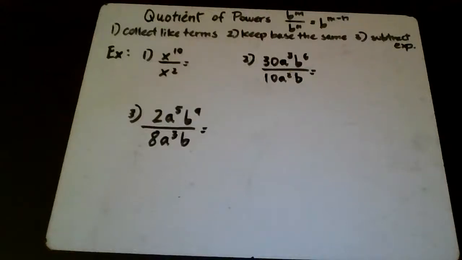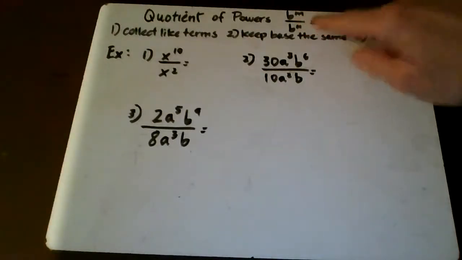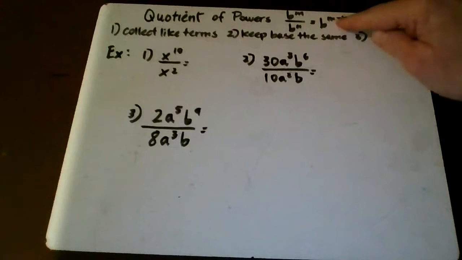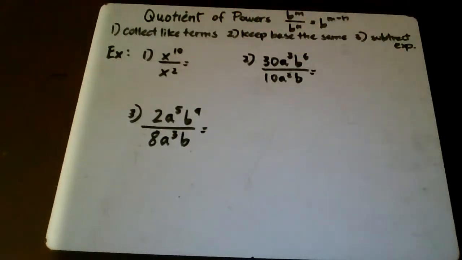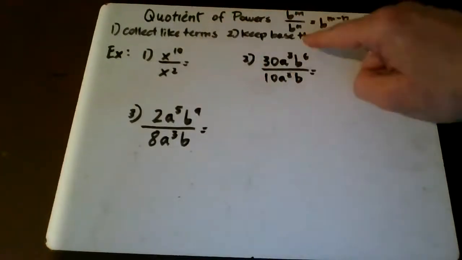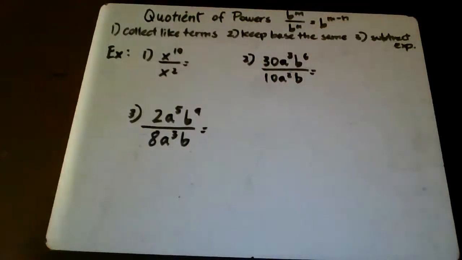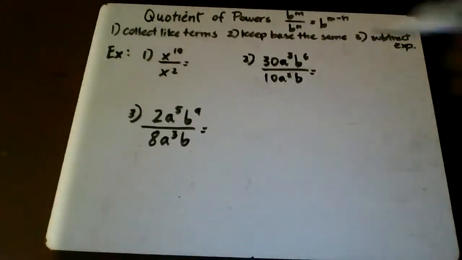All right, so we have the quotient of powers property. Of course, quotient means divide, so you can see we have b to the m divided by b to the n equals b to the m minus n. You can tell it's a quotient because you see the division problem. What you're going to do is collect like terms, keep the base the same, and then subtract the exponents. So let's start out with a pretty simplistic example.